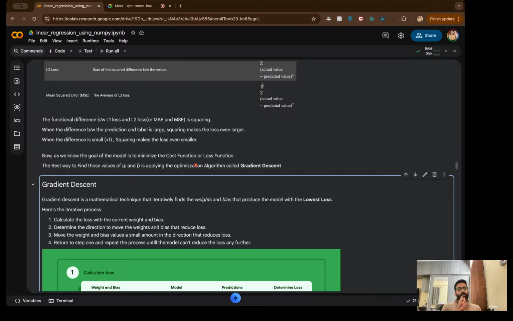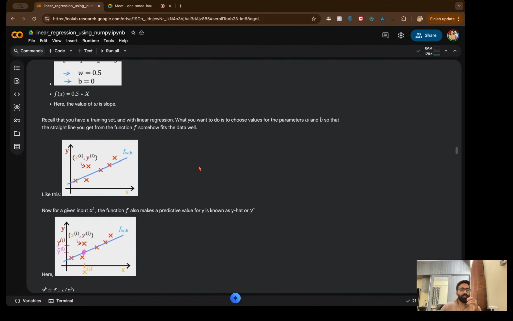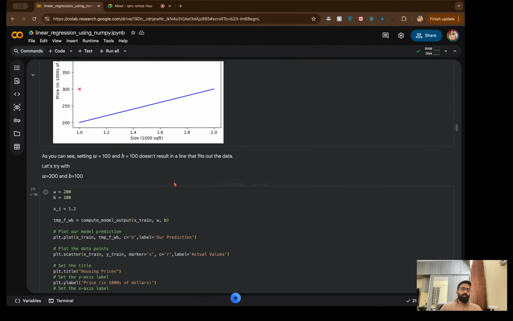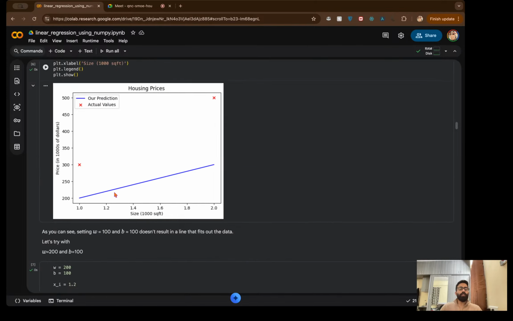That's how we will get to know that our model is fitting well or not, not by judging visually. This is how we are judging it visually: okay, the model is not good because it is not crossing the data. Because why? Because here we have only two data points.